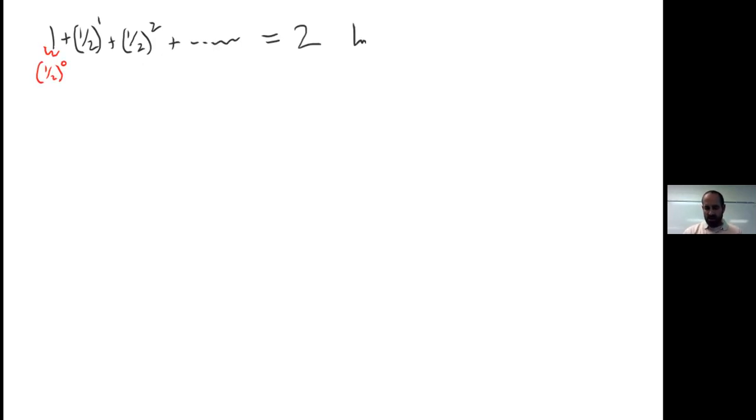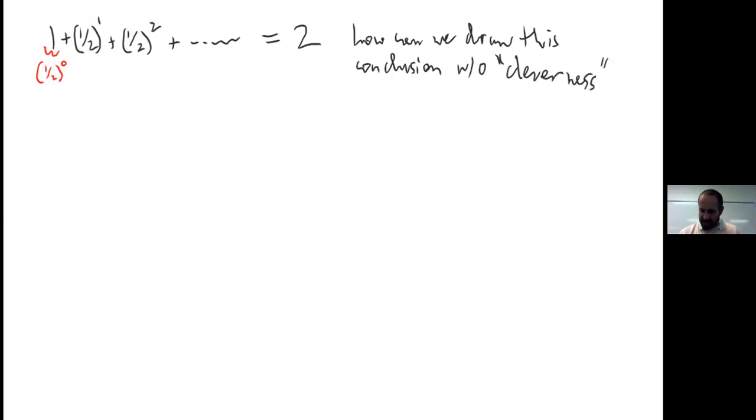But how can we draw this conclusion without cleverness? Does that make sense? Like, we want to avoid being clever. Okay, we had to be clever before, right? So without cleverness, yes, we had to say, okay, I'm going to draw an interval from 0 to 2, and I realized, oh, I'm just adding half again every time or something. Yes, and I kind of visually saw what the answer was. That's no good. We don't want to have to be clever. Who wants to do that? You know what I'm saying?